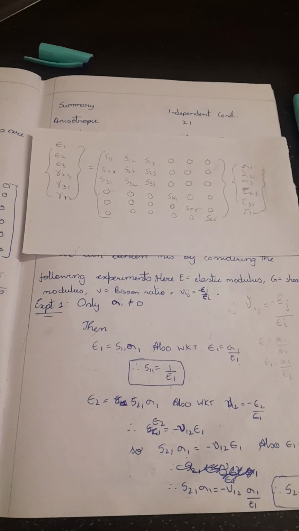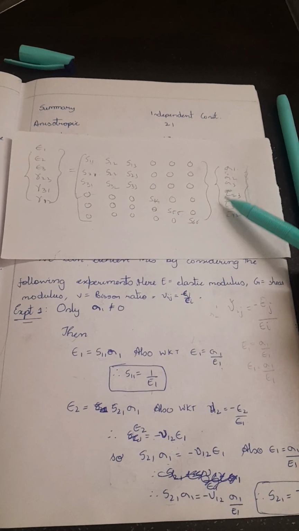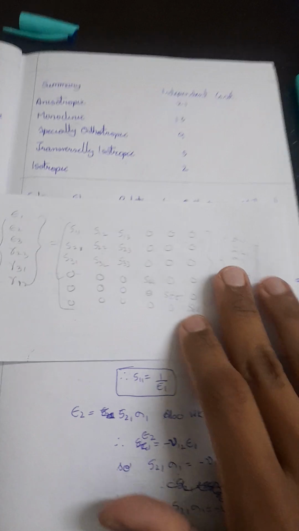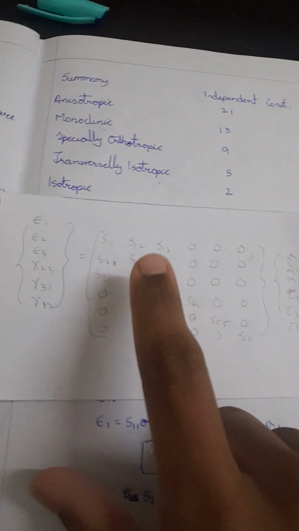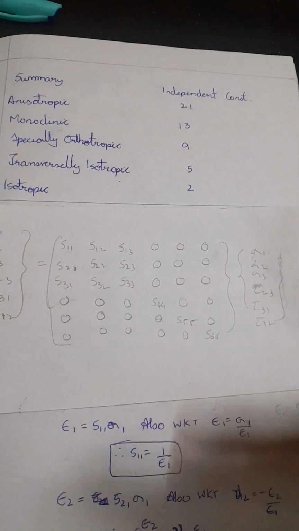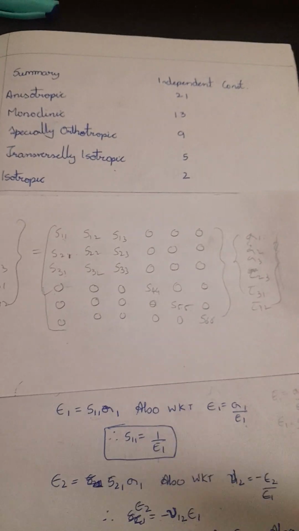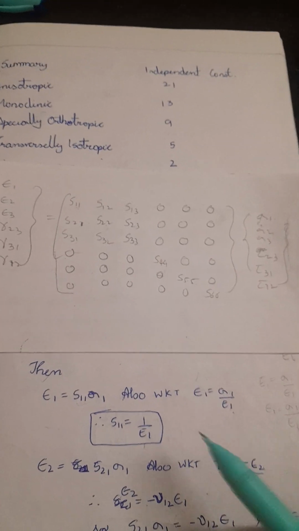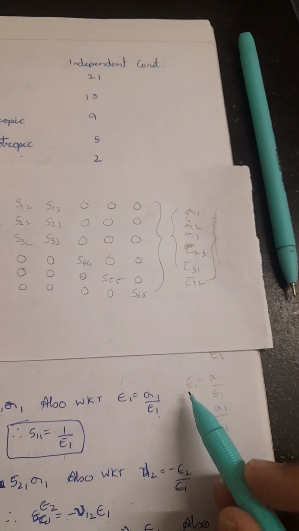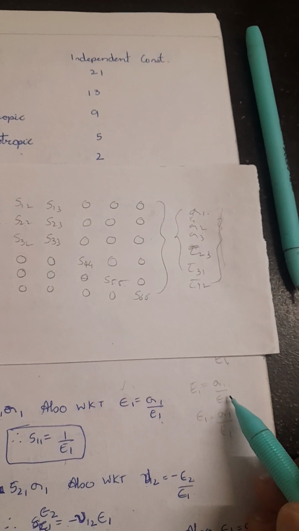In the first experiment, we consider that there's only one non-zero stress acting, that is sigma 1. All the other stresses are 0. So you can eliminate all these, and the only thing you have is sigma 1. The relation I get is that strain 1 is S11 times sigma 1 when you do the matrix multiplication, and all the other terms are multiplied with zeros. So the only term you have is S11 times sigma 1, right? Perfect. And we also know that the modulus of elasticity E1 is nothing but stress 1 by strain 1.